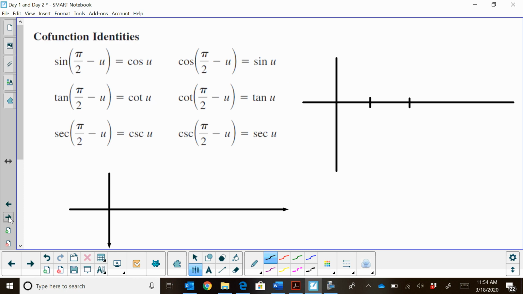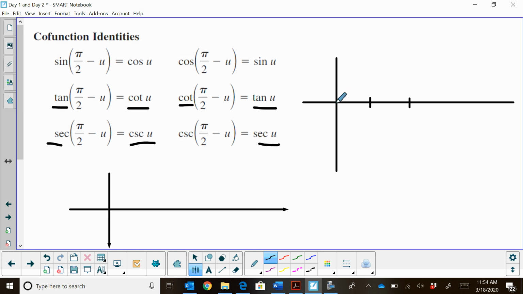So these are what we call cofunctions. Sine and cosine are cofunctions. They are shifted 90 degrees off each other. So the sine of pi halves minus the angle u in radians is equal to the cosine of u. And the other way around, cosine of pi halves minus u is equal to sine of u. That works with tangent and cotangent because they are cofunctions, secant and cosecant because they're cofunctions.